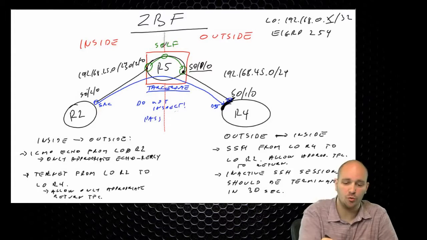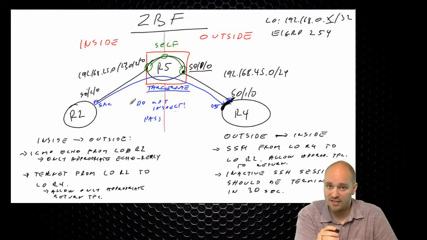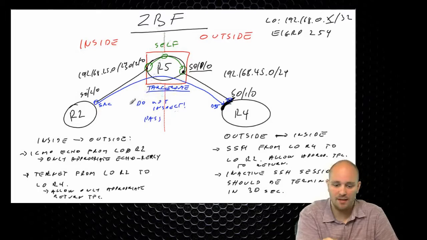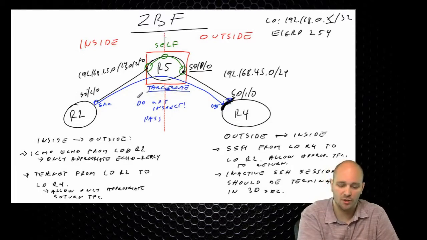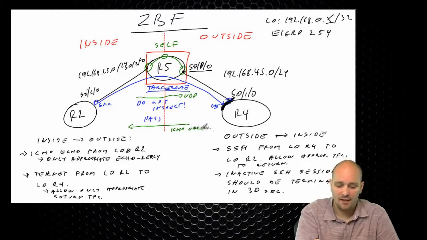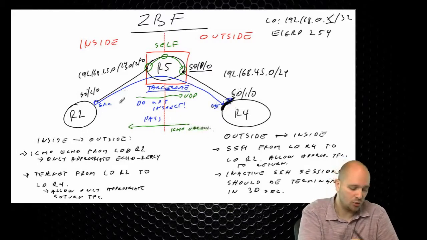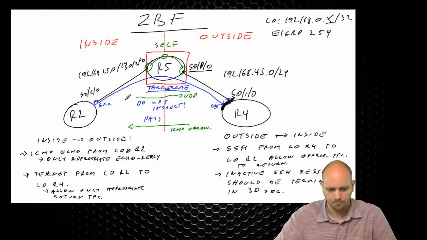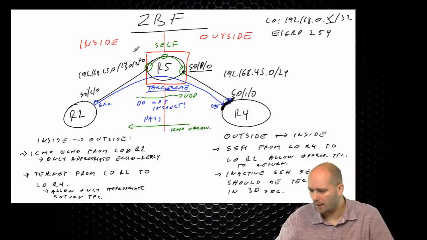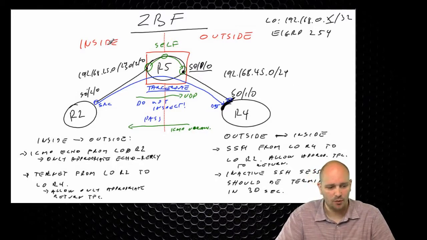Now, what I need to do is allow, and Cisco routers don't use ICMP for traceroute, they use UDP. So I need to allow some UDP traffic this way, and I will need to allow ICMP unreachables back in the direction from zone outside to zone inside. So let's take a look at that.